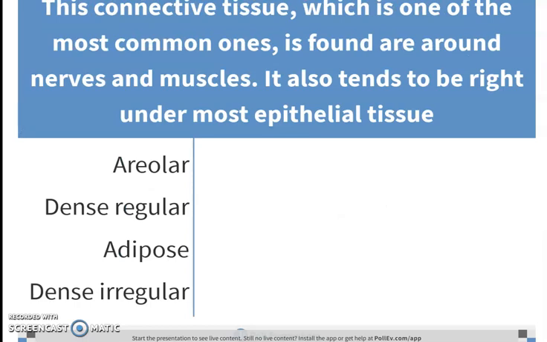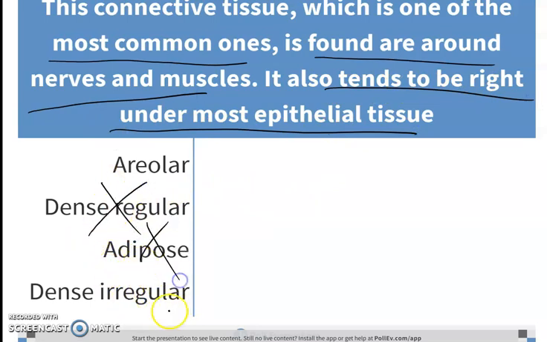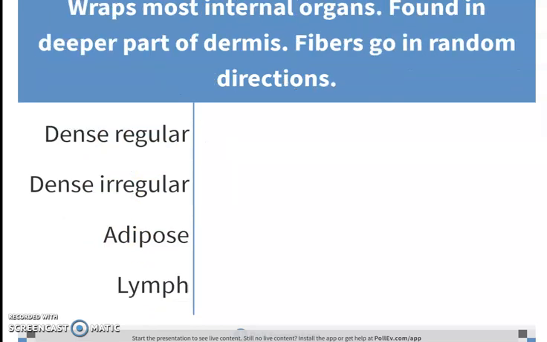This connective tissue is the most common one. It's found around muscles and nerves. It also is under most epithelial tissues. No. I seem to put that on everyone. It is areolar. Wraps most internal organs, found in the deep dermis. Fibers go randomly. That's irregular. So dense irregular.